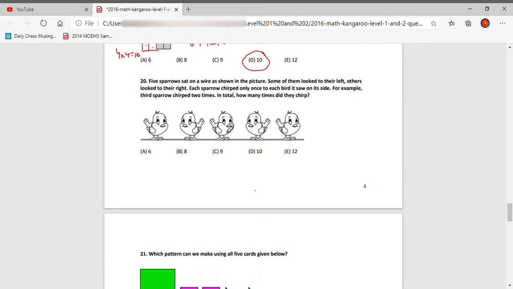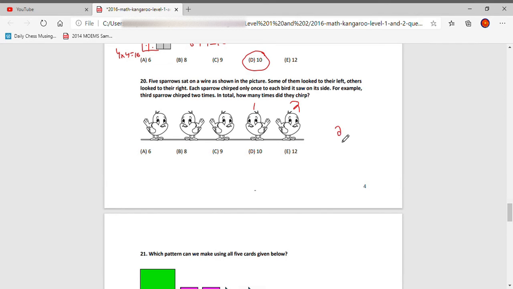Number 20. 5 sparrows sat on a wire as shown in the picture. Some of them looked to their left, others looked to their right. Each sparrow chirped only once to each bird it saw on its side. For example, the third sparrow chirped 2 times. So see, it sees 1 and then 2. So it chirped 2 times. In total, how many times did they chirp?